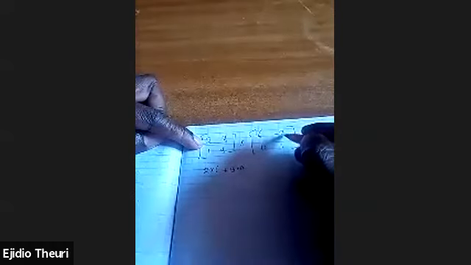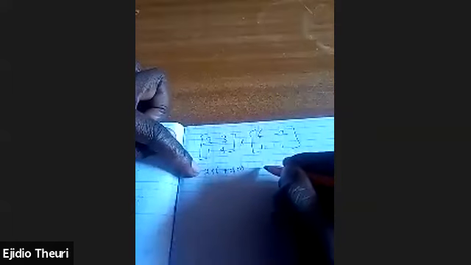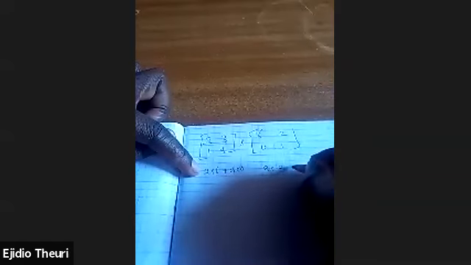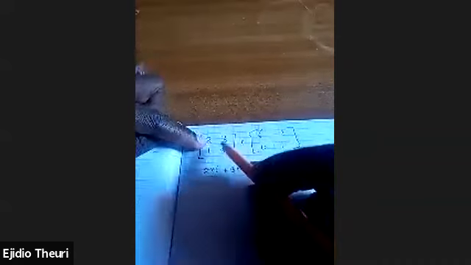Then we go to the other one. We are still at row 1, column 2. It will be 2 times negative 2 plus 3 times 1. I hope it's clear now. So we are done with that part.